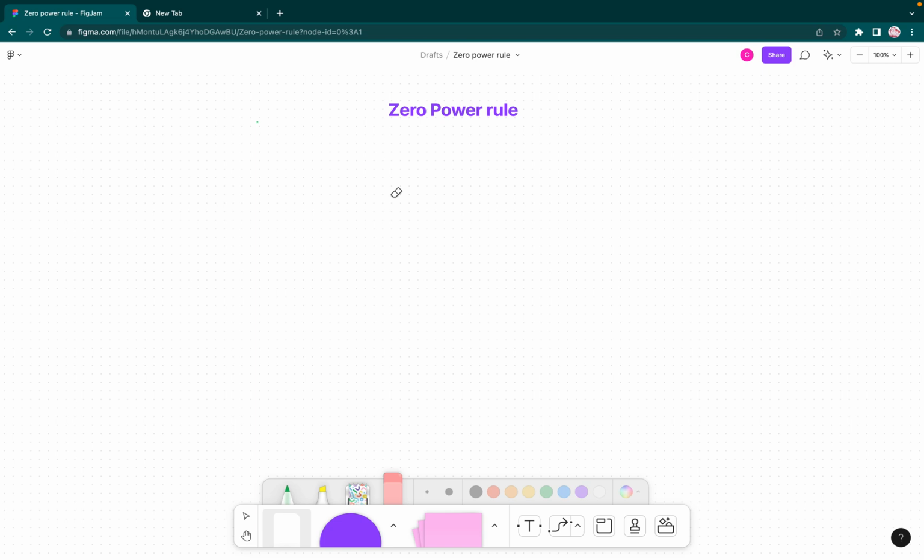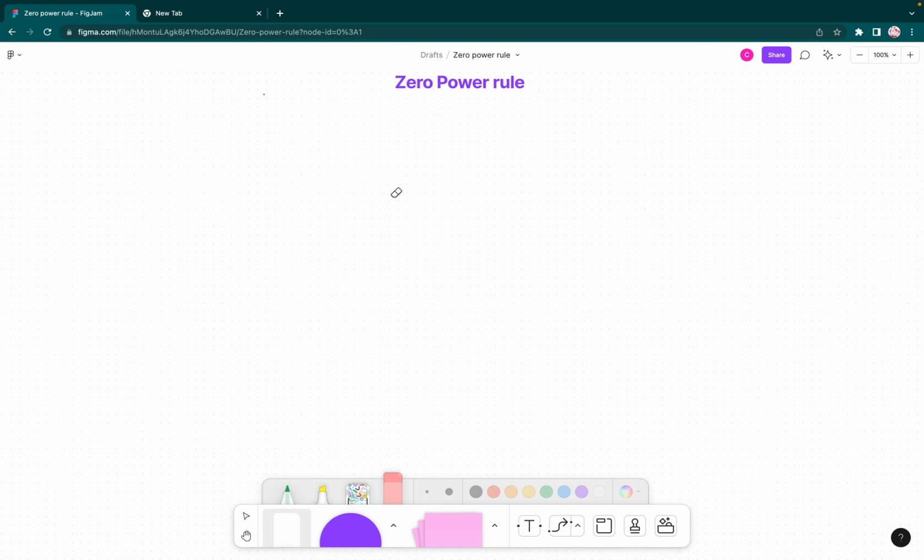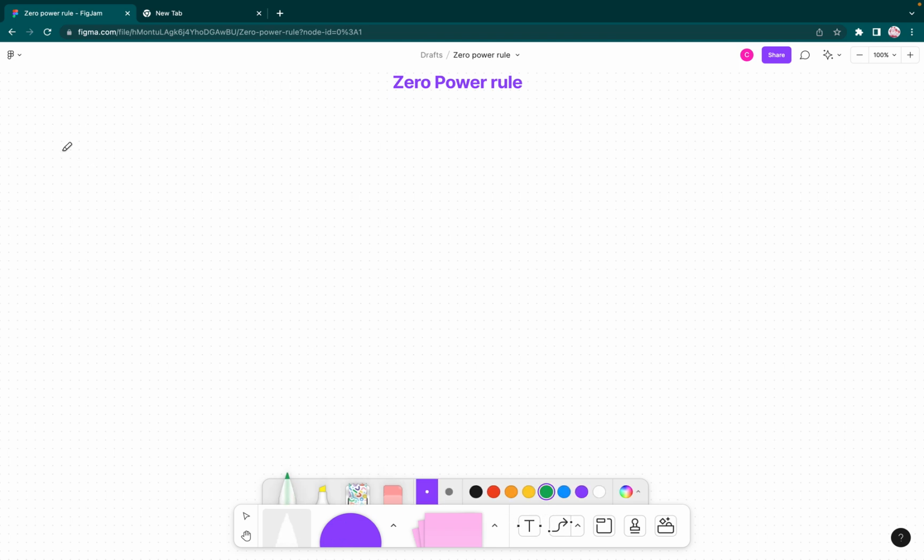Talking about the zero power rule. Before we actually get into the zero power rule, we'll first start talking about what exponents are, and then we'll go into the zero power rule.